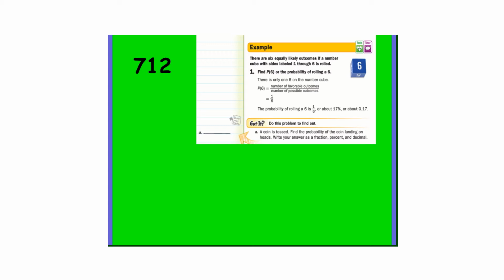Okay, pause the video and try letter A. A coin is tossed. Find the probability of a coin landing on a heads. Write your answer as a fraction, percent, and decimal. So go ahead and pause. And you should have written down 1/2. 1 heads. And how many outcomes are on the coin? A heads and a tails. 2. 1 over 2. 1/2. 50%. The decimal, 0.5. Okay, moving on.